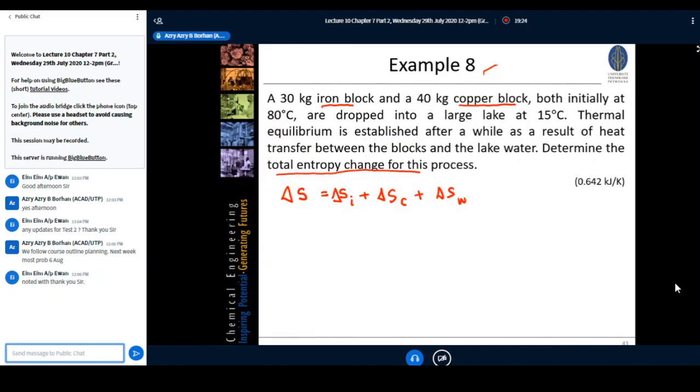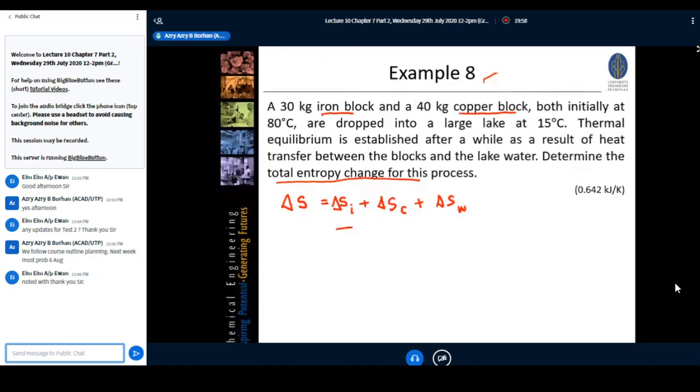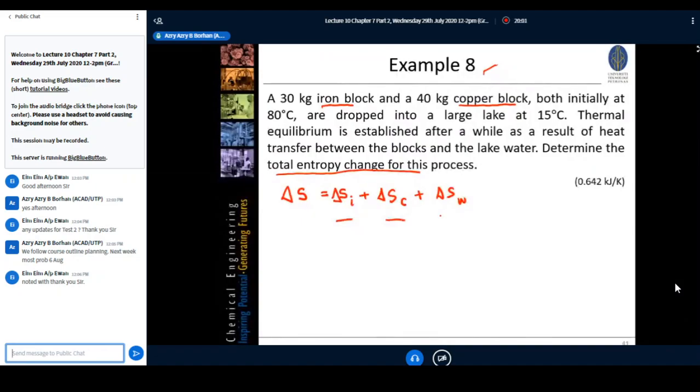So that means we know that when the iron block and copper block, both at high temperature, are immersed inside the lake at lower temperature, after a while the thermal equilibrium will be established between these two blocks and the temperature of the lake, right? So to find the entropy change, we have to evaluate individually the value of delta S for iron, delta S for the copper, as well as delta S for the lake water.